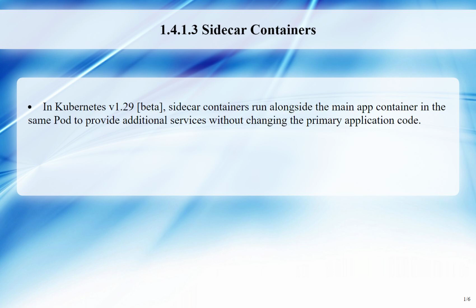In Kubernetes v1.29 beta, sidecar containers are secondary containers that run alongside the main application container within the same pod. These additional containers are used to enhance or extend the functionality of the primary app container by providing services such as logging, monitoring, security, or data synchronization without altering the primary application code.